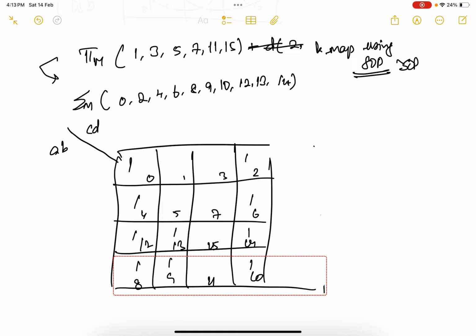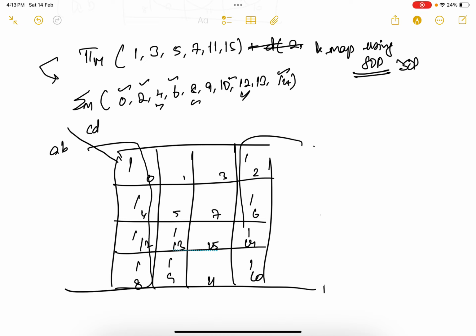So here, what is the possibility? Now you check it. So this 2, 6, 14, 10. All are there. Similarly 0, 4, 12, 8. So this itself will form one oct. Okay, this will form one oct.